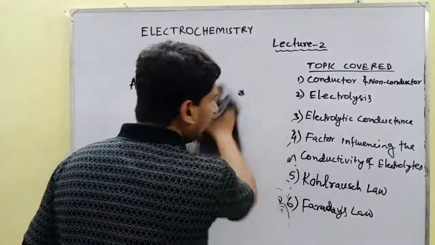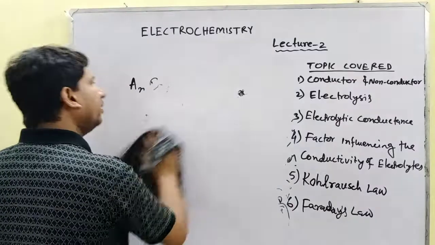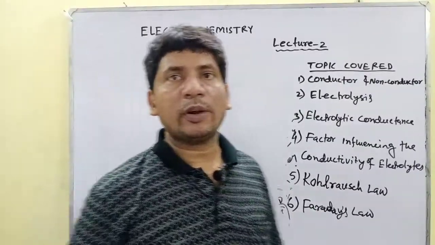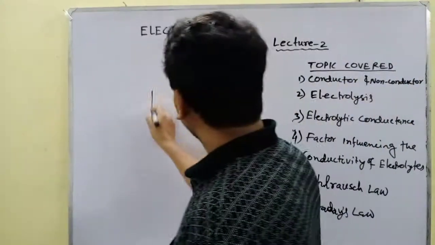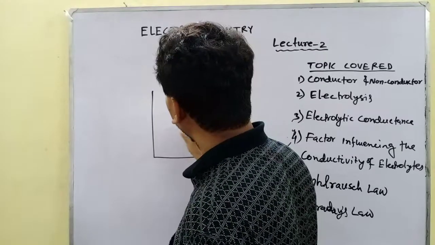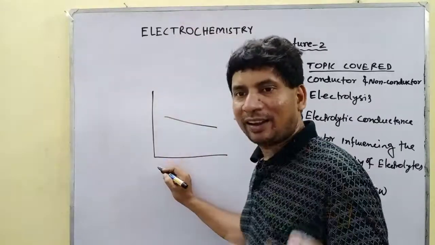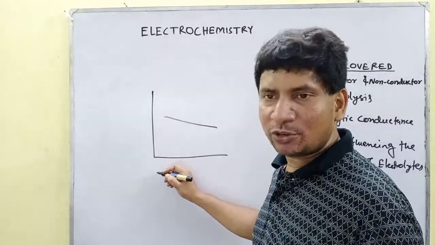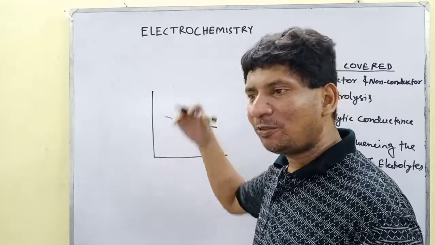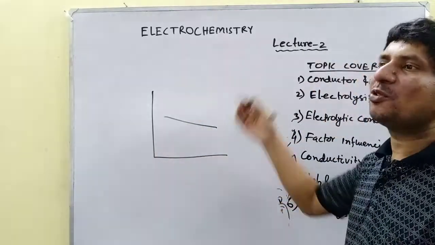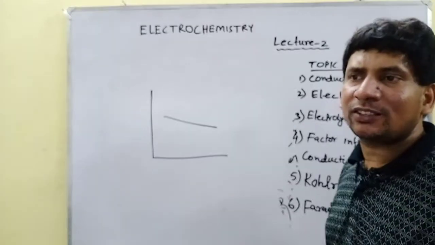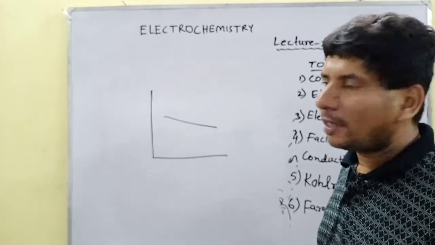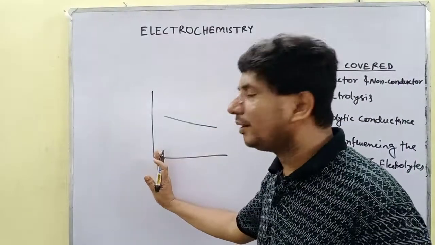Now, in this way we can see why Kohlrausch's law is so important. We cannot get an infinitely dilute solution, because we don't know at what point adding water to a solution makes it infinitely dilute. For this reason, we only go up to a certain dilution.